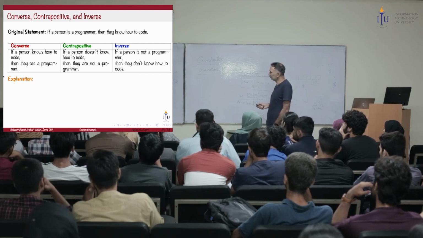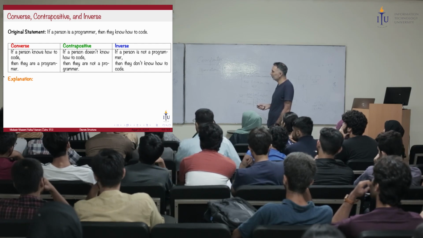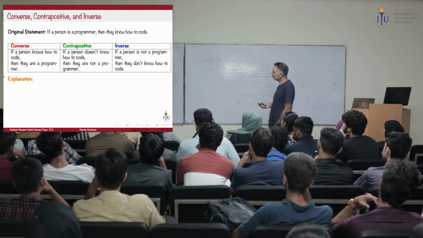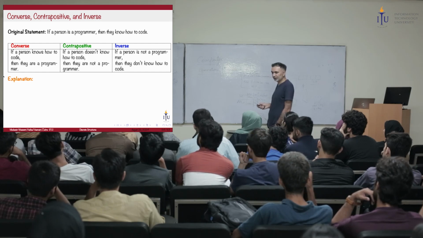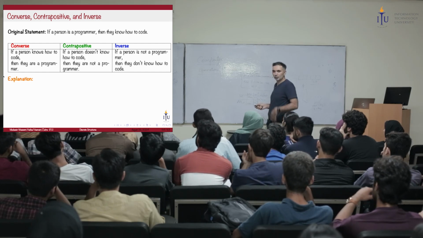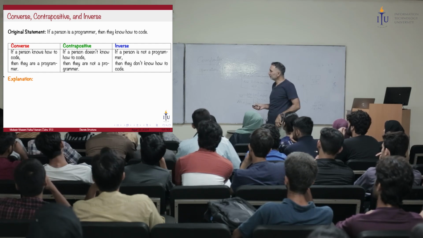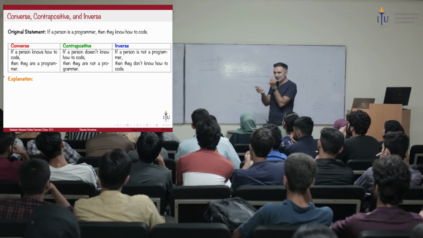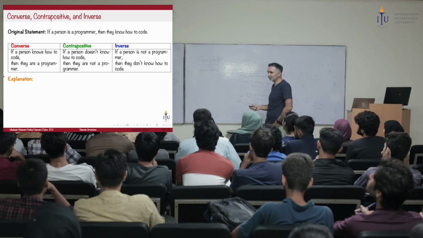The converse of this statement would be that if a person knows how to code, then they are a programmer. So if the original statement were if P then Q, this statement would be if Q then P. We have just switched the places of the two statements. So that's the converse. Remember what the converse is.